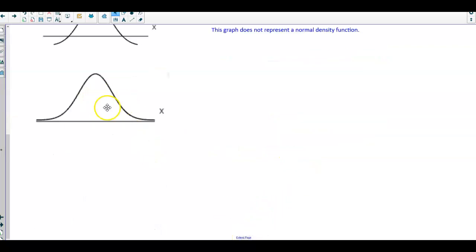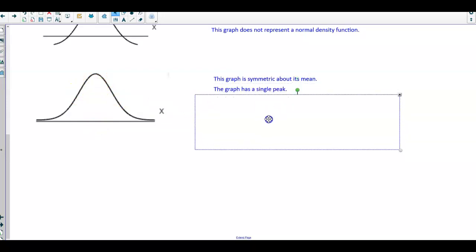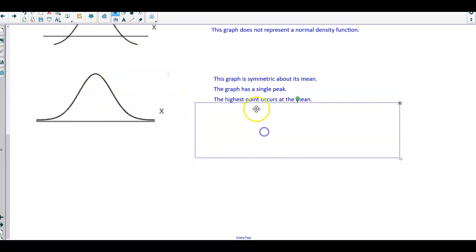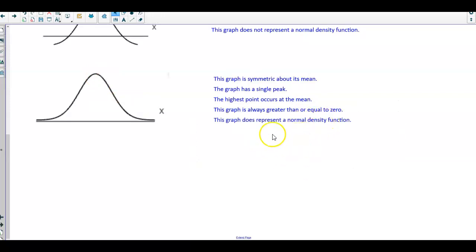Now, when we look at the last one, this is what our question was asking. Okay, well, the graph is symmetric about its mean because if you put a line down the middle, you can fold the page, okay, and it's equal to each other. The graph has a single peak, just like the other ones. Okay, the highest point occurs at the mean, and the graph is always greater than or equal to 0. So therefore, this graph does represent a normal density function.